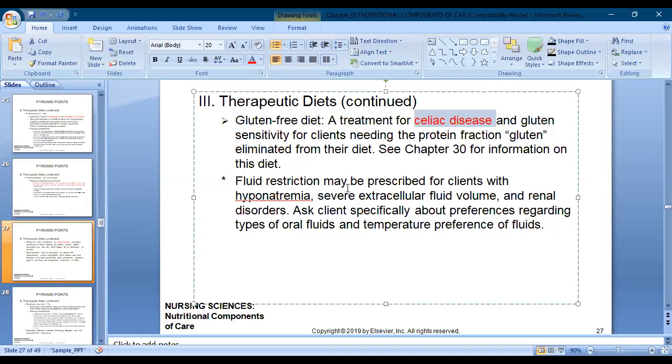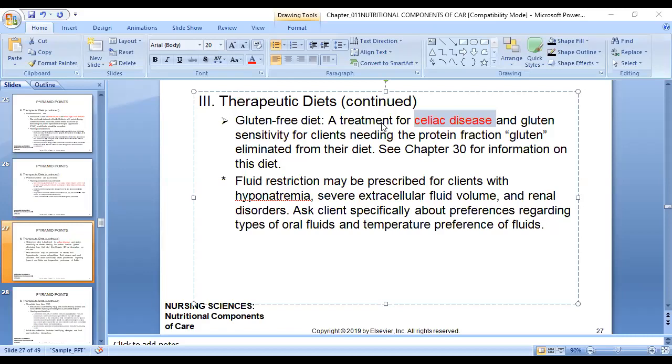So fluid restriction may be prescribed for the client with hyponatremia. So I said the NCLEX board asks a question on celiac disease. The celiac disease patient must restrict gluten for a gluten-free diet. So what are examples of foods to avoid? Examples are barley, rye, oat, or wheat. Wheat, they are restricted, right?